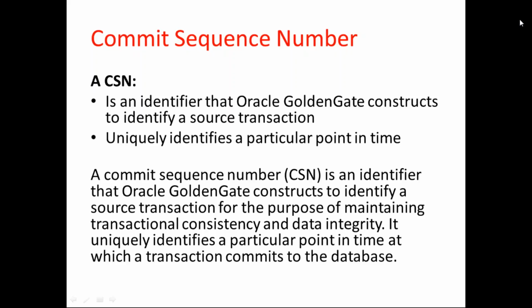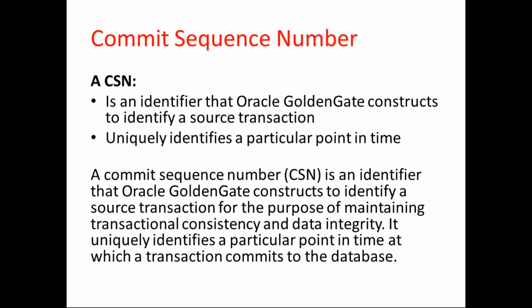So then identify the Oracle GoldenGate constructs to identify a source transaction. So it's kind of identifying a point in time, or identifying where the position is, which point I have reached. Internally, it will get it. It will match it from the SCN number, but it is a different number.